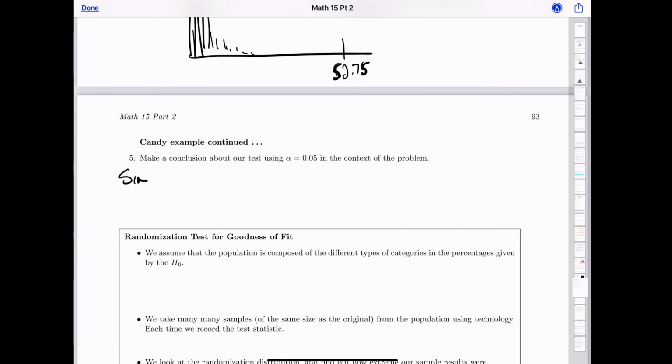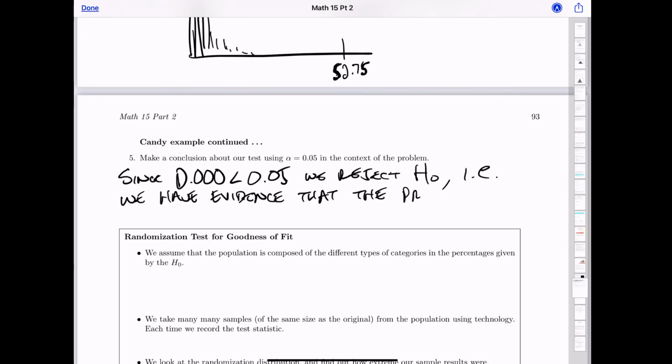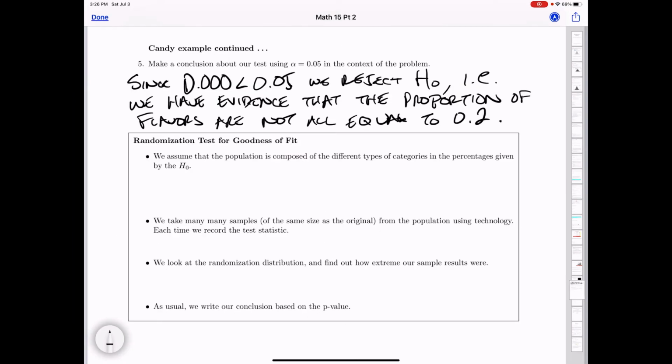So this works the same way. So since 0.00 is less than 0.05, we reject the null. That is, the proportion of candies is not equal. The proportion of flavors are not all equal to 0.2.